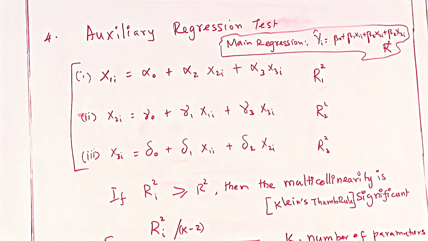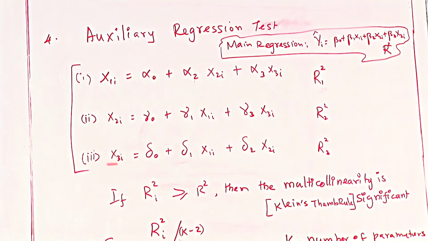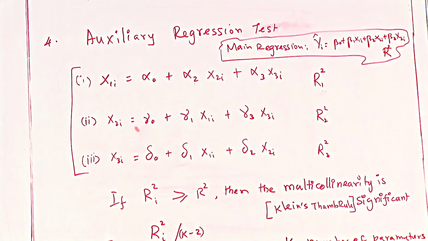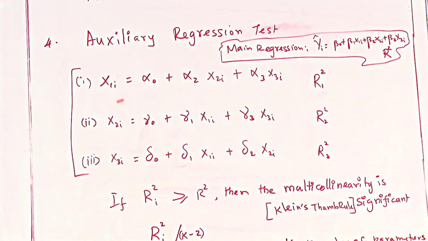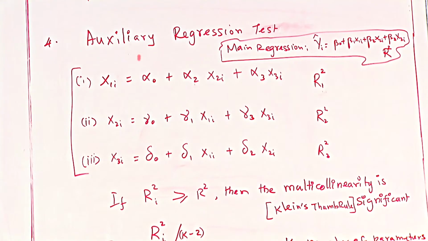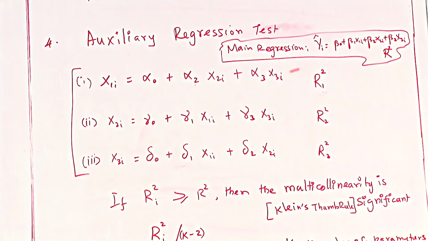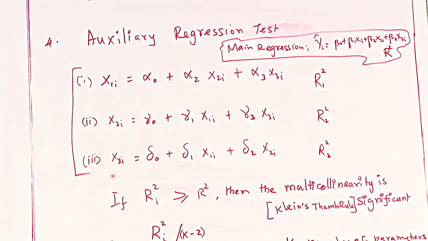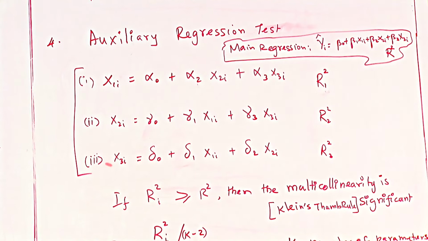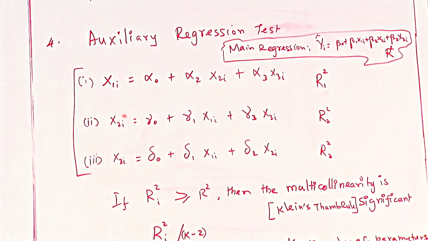Then, in this method, we will find the auxiliary regression equations. You will have as many auxiliary regressions as the number of independent variables. Here in this case we have 3 independent variables, and so we can possibly form 3 auxiliary regressions.